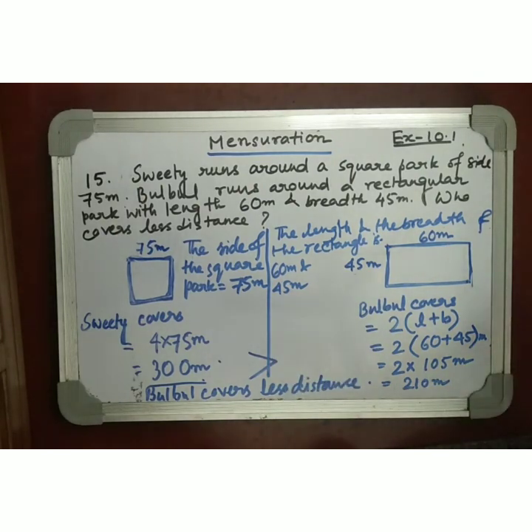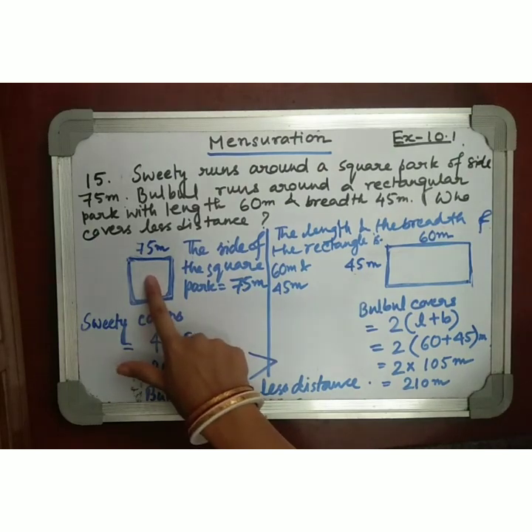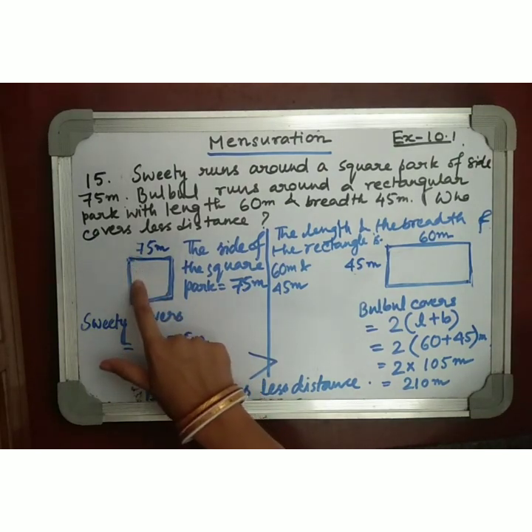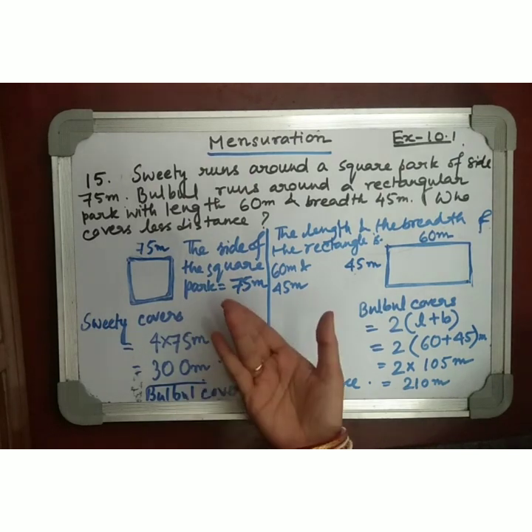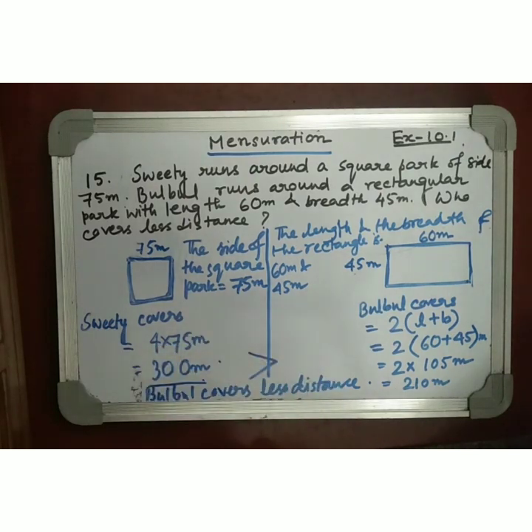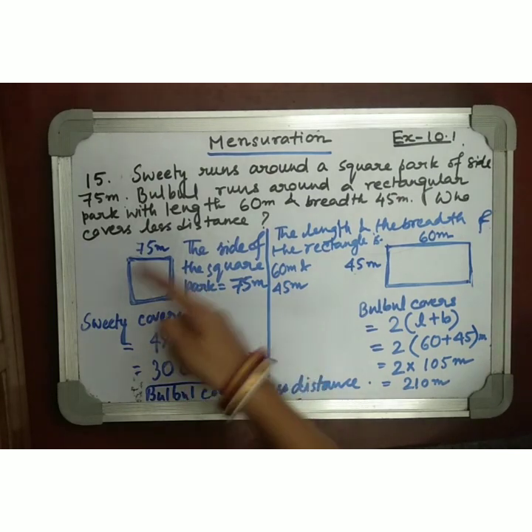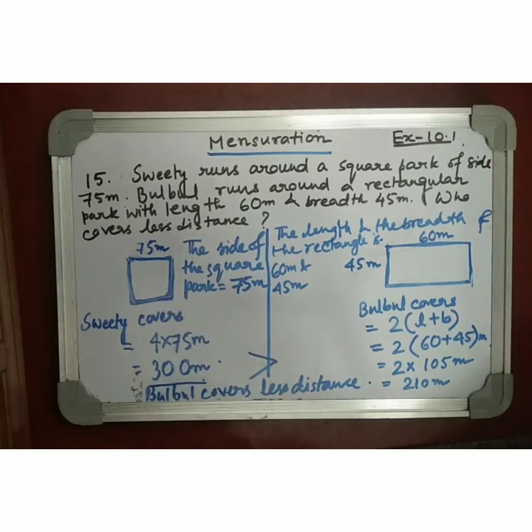Very easy sum. Let me recapitulate. The question was, Sweetie runs around a square park of side 75 meter. Bulbul runs around a rectangular park with the length 60 meter and breadth 45 meter. Who covers less distance? Now, I have drawn this square park. Each side of the square park is 75 meter. Since Sweetie is running around the square park, it means Sweetie is covering its perimeter. So the perimeter of the square is, we know that very well, 4 into the length of one side, that is 4 into 75 meter, that is 300 meter. It means Sweetie has covered 300 meter, which is the perimeter of the square park.